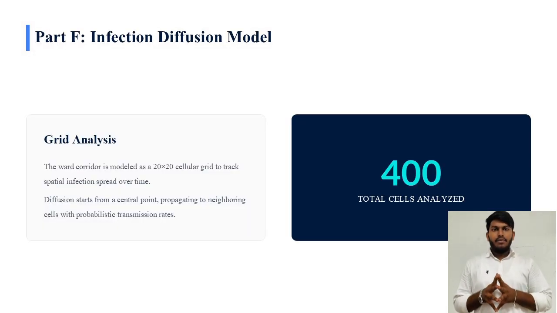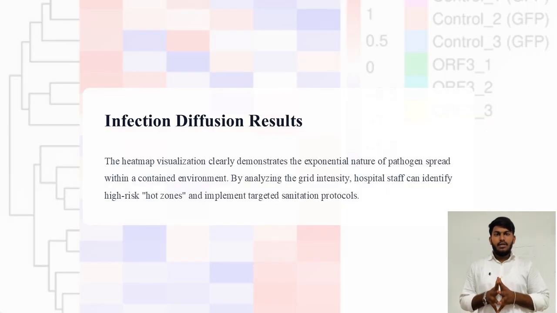For part F, we modeled infection diffusion. We represented the hospital ward as a 20 by 20 cellular grid. An infection starts from a central point and randomly spreads to neighboring cells based on probabilistic rules. The resulting heat map clearly demonstrates the exponential spread of pathogens. By analyzing these heat zones, hospital staff can implement targeted sanitation protocols.